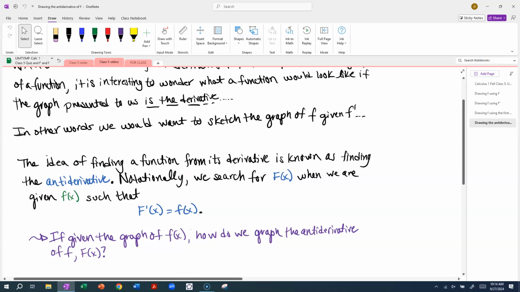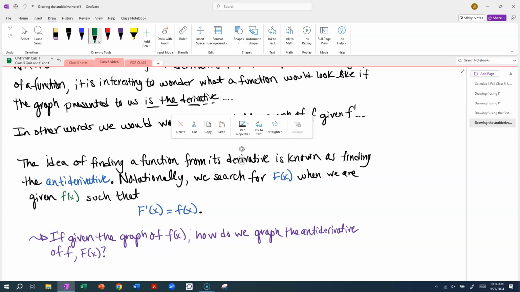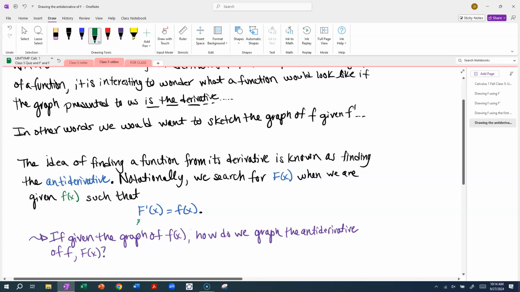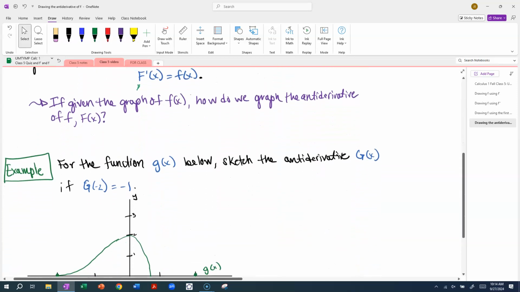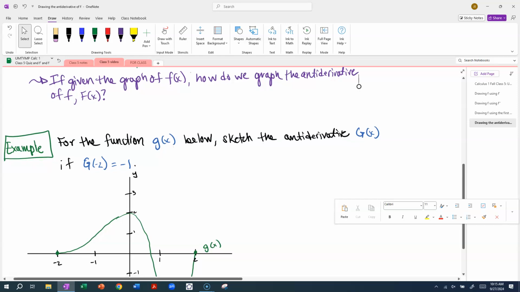When we are thinking about the notation too, just so we're aware, if we are given the graph of f of x, the antiderivative we always present as a capital F of x, just to differentiate the two, okay? So this notation is saying that if we have the antiderivative F and we differentiate that, then we get the original function f back, or the graph of the derivative. So then the question remains, if we're given the graph of f, like we have in an example, how do we get the graph of the antiderivative?